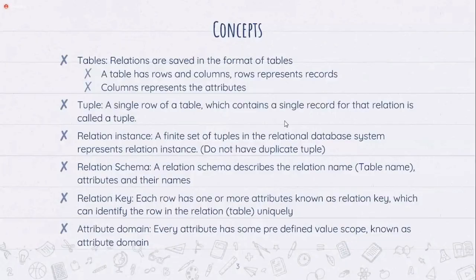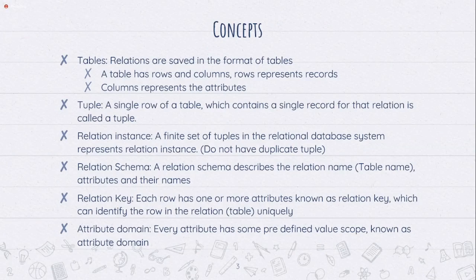Relation instance. A finite set of tuples in the relational database system represents a relation instance. Finite set of tuples. Why finite? Not unlimited. The suitable example is Facebook. Users' details will change. Finite set of tuples, and there are no duplicate tuples. Try to create a new Facebook account using your existing email. You cannot create it, because there are no duplicate tuples. You cannot create two accounts with the same email.